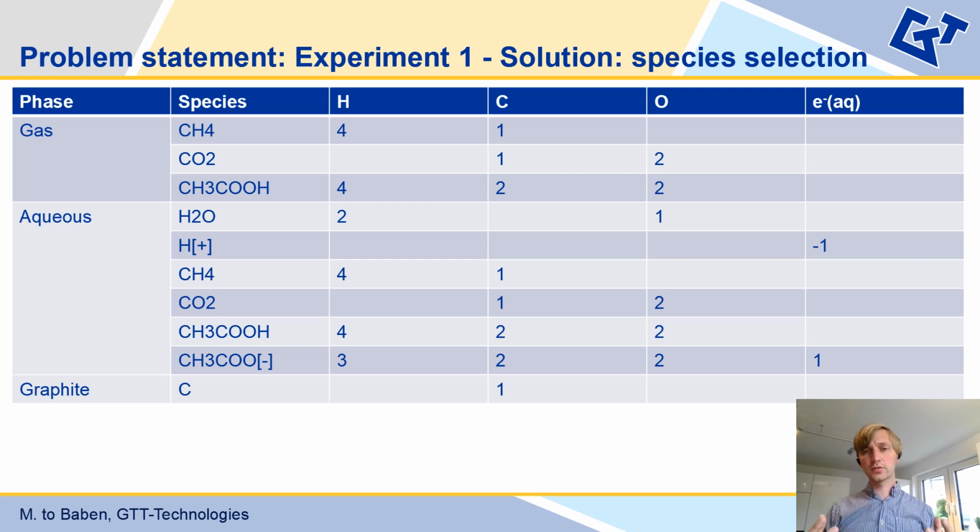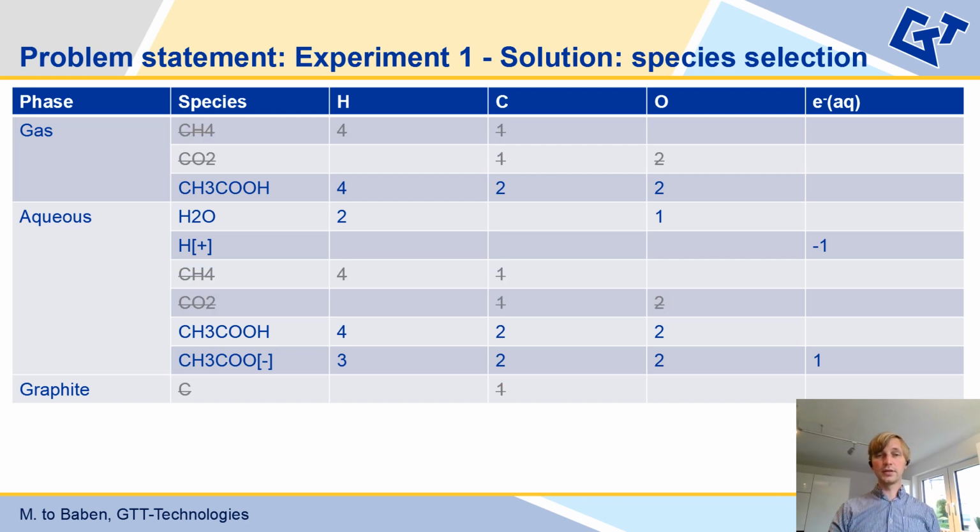I want to introduce this concept now because it's quite handy to understand it. The stoichiometry matrix combines the information on the species in the phases and the system components. The system components we have in this system are hydrogen, carbon, oxygen, and the aqueous phase electron. For example, the CH4 species has 1 carbon atom in it and 4 hydrogen atoms.